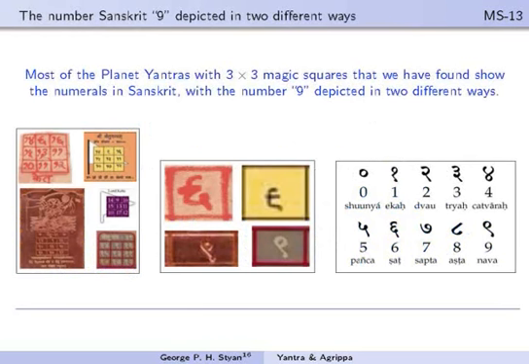Most of the planet yantras with 3 by 3 magic squares that we have found show the numerals in Sanskrit, with the number 9 depicted in 2 different ways. I do not know why that has come about. The directory that I have found for the Sanskrit numerals is given in the bottom right panel, and in the central panel you'll see that symbol that looks like a euro sign or the British pound sterling sign, used also for what might be considered a backwards 9 as the Sanskrit symbol for 9.